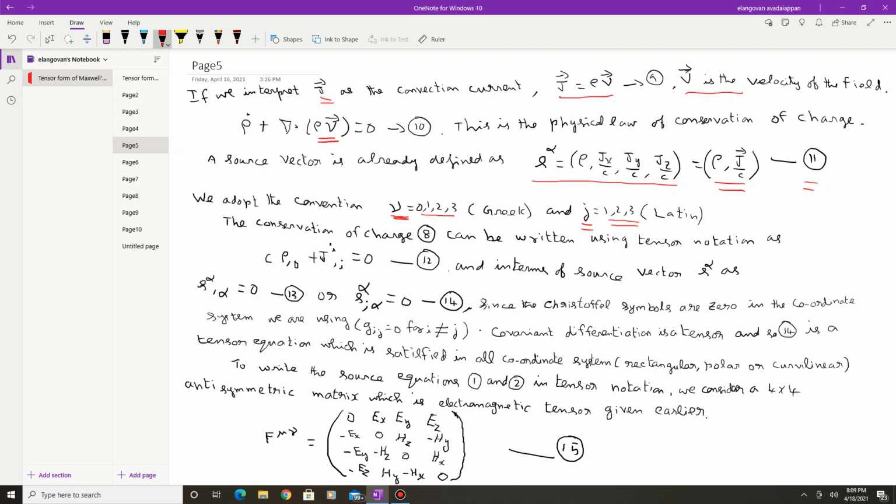According to the convention, the first term is C times rho comma 0, because rho dot is d by dx0, where x0 is Ct. The second term is j^i comma i. So in terms of the source vector that we already defined, you can write this expression. This is equation 8, the conservation of charge.